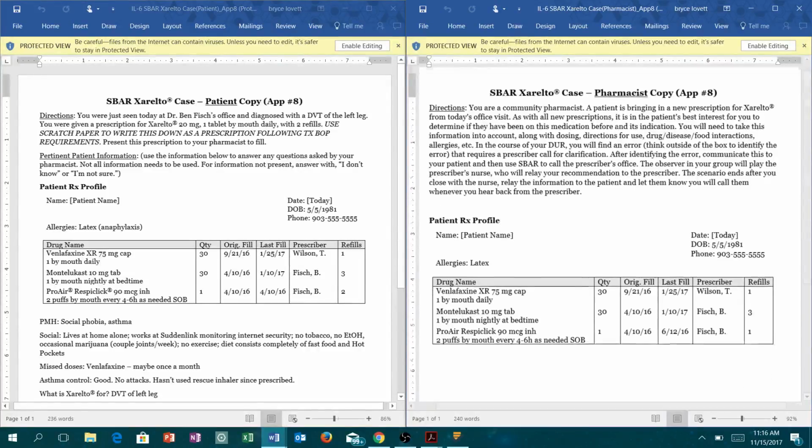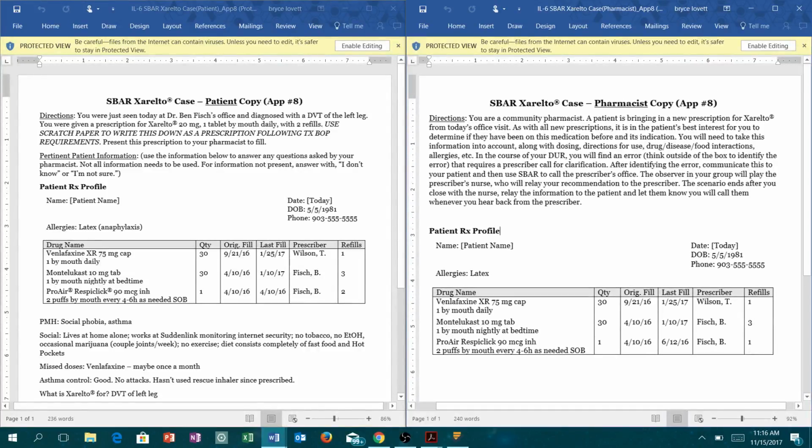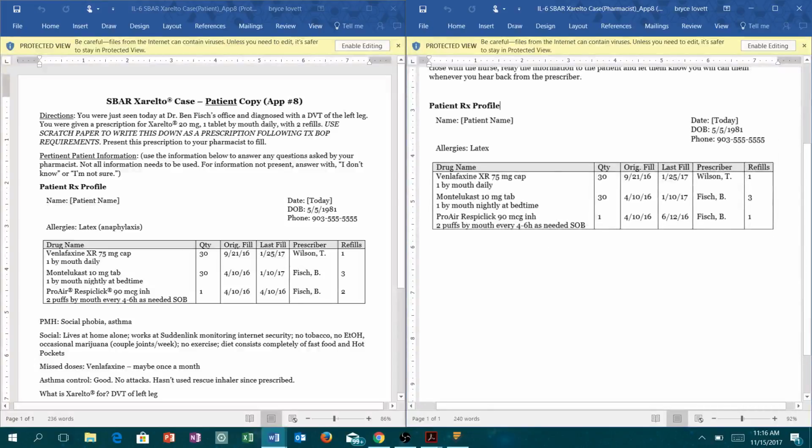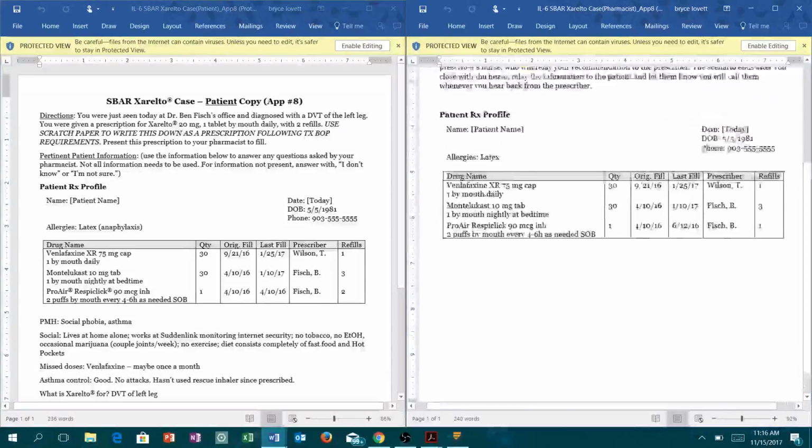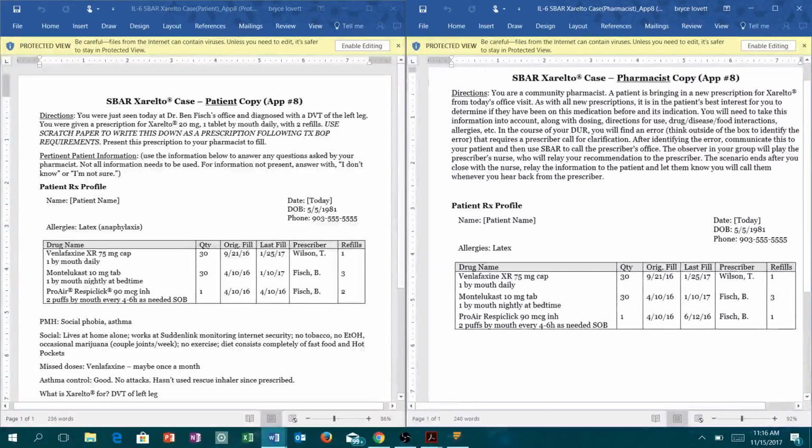Hey, we can change the venlafaxine to something else. Oh, don't you have asthma? Have you had any asthma attacks recently? No, not recently, not that I can remember. That's why I stopped taking my ProAir. Ask him what he takes the venlafaxine for. What do you take your venlafaxine for? You know what, I don't know. My doctor's the one who prescribed it. I don't remember, it was a long time ago.